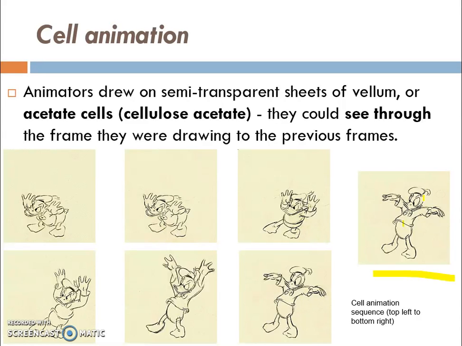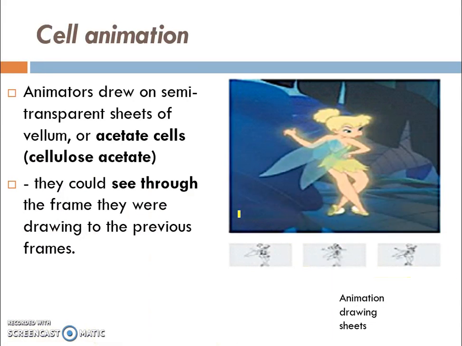So these are animators who drew it on a semi-transparent sheet, and they can see the animation. So the animator drew on a semi-transparent sheet of vellum or acetate cells. They call it cellulose acetate. They could see through the frame they were drawing to the previous frame.